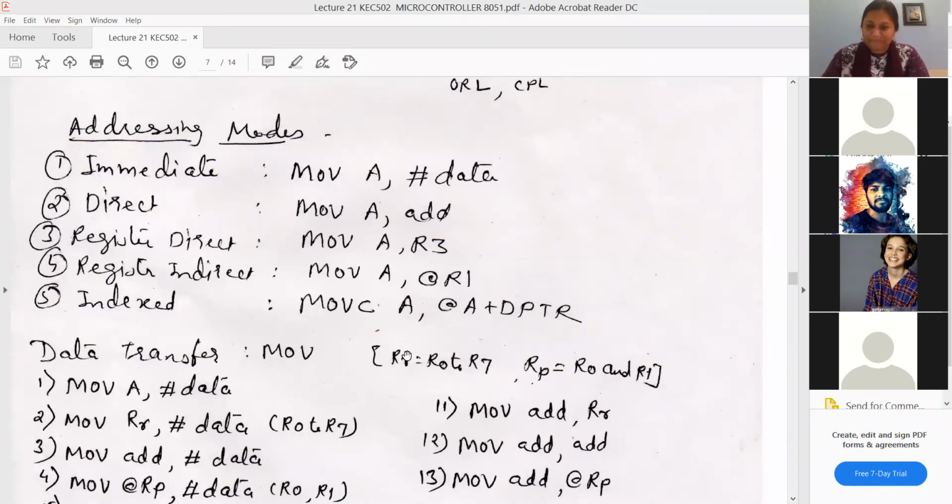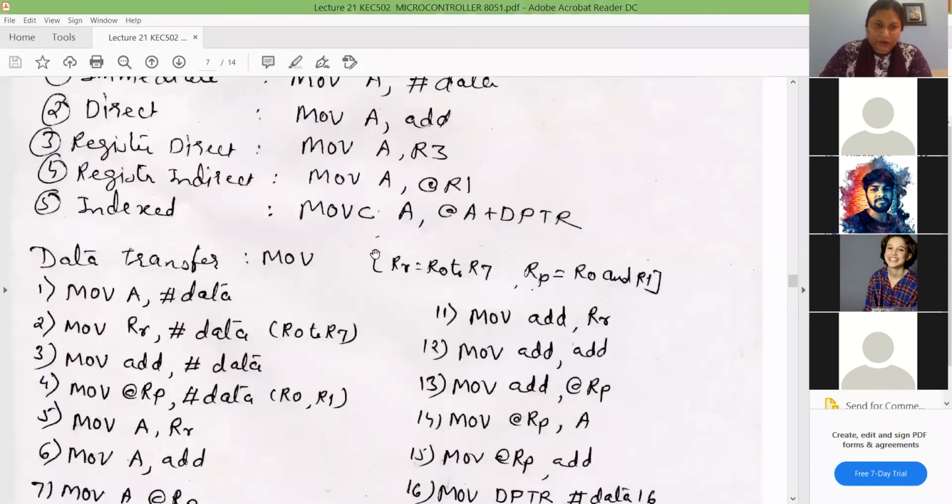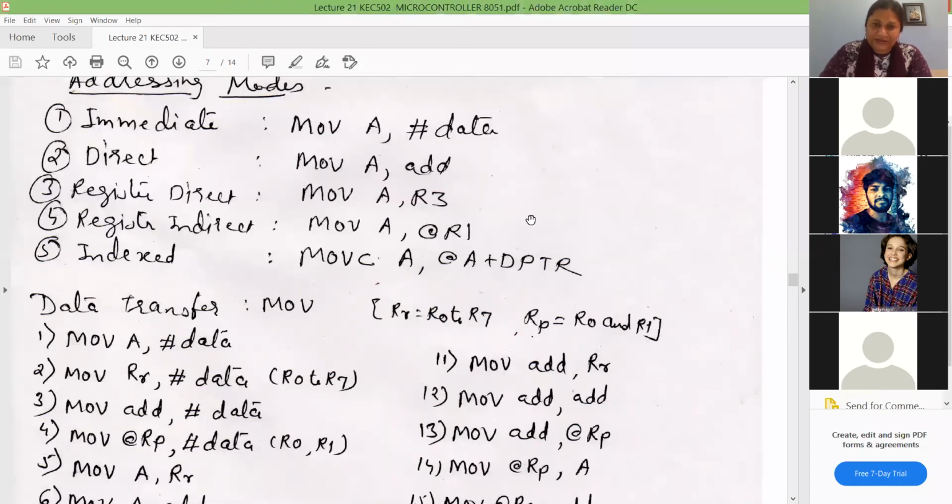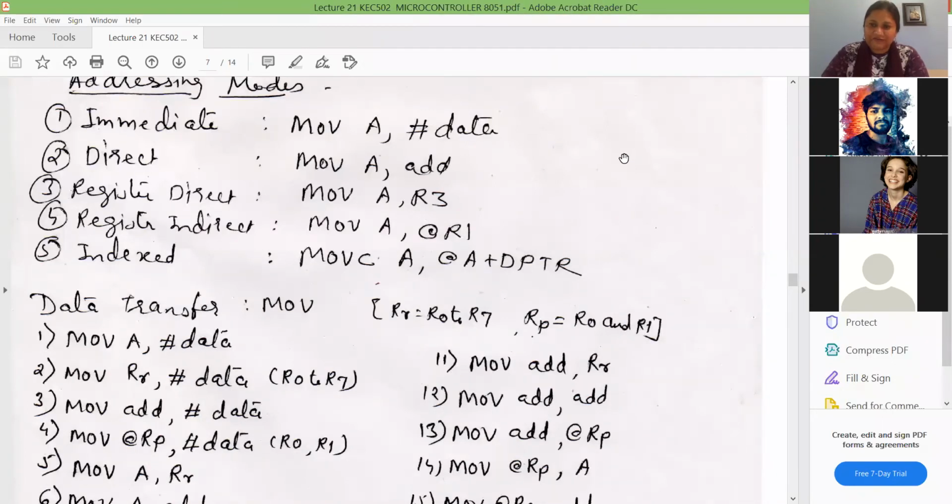Hexadecimal. All these are hexadecimal data. Yes, this is hexadecimal data. Okay, so for register indirect, all these data are from 00 to FF. Okay, and there is the DAA instruction, decimal adjust, when you want to operate with decimal data.